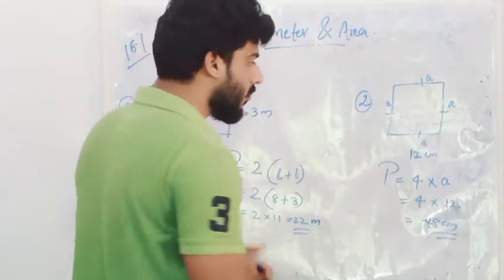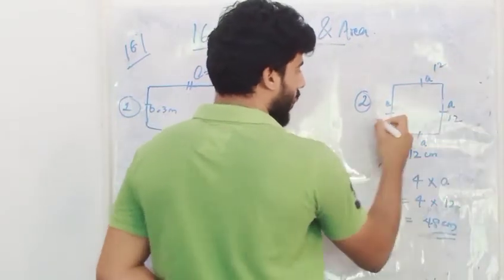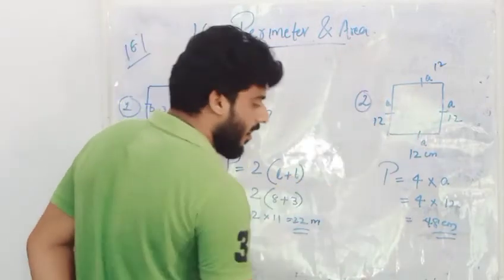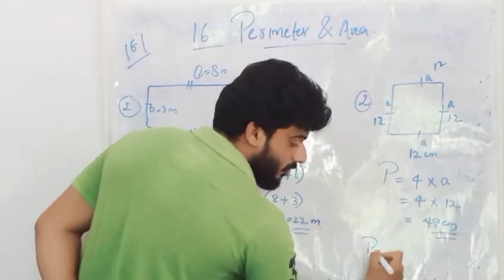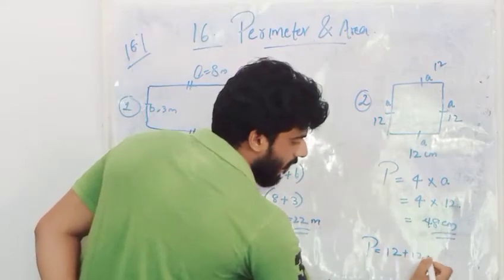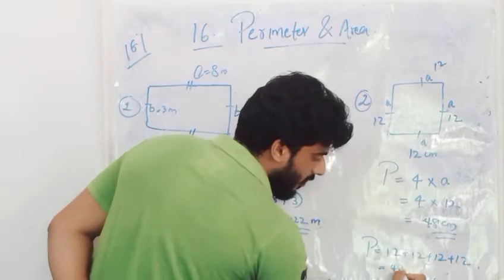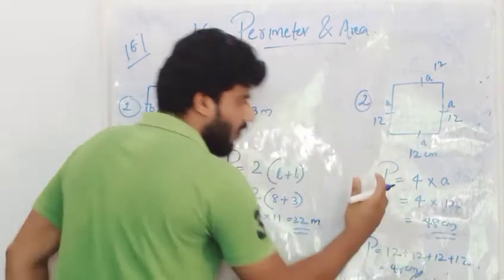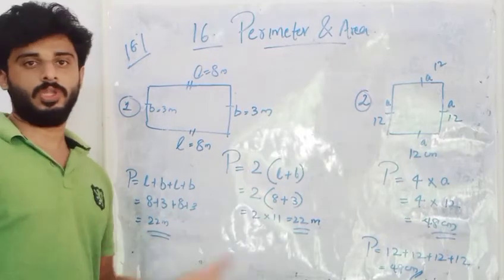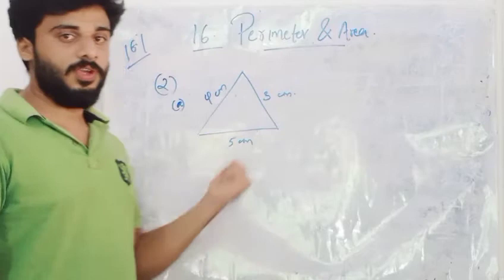Or without the equation also we can solve, because this part is 12, so this is also 12, this is also 12, and this is also 12, since all the sides of a square are equal. So our perimeter without the equation will be 12 plus 12 plus 12 plus 12. That also will be 48 centimeter. So we can solve the problems of perimeter with or without the equation for any shapes. Now we are moving into the next question.